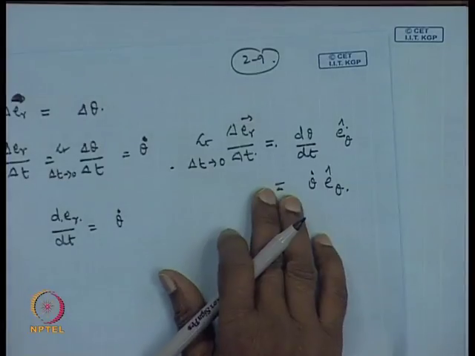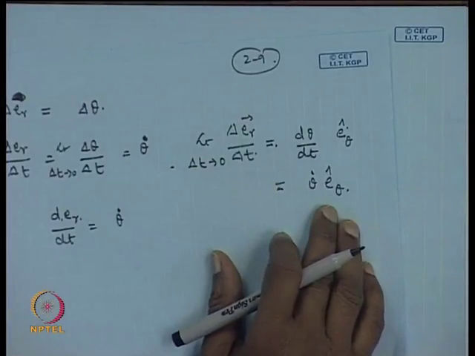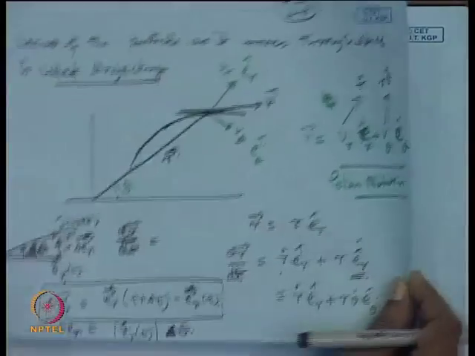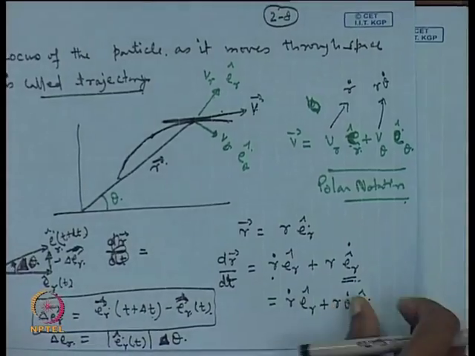The derivation we have done right now will be very useful, the way we have represented the derivative of a unit vector, in the derivations we do later on.